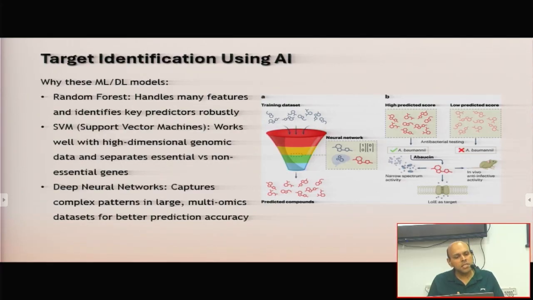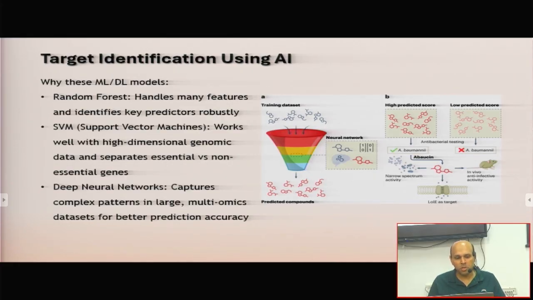Then support vector machines work well with high dimensional genomic data and separate essential versus non-essential genes. So support vector machines, they work again, it is related to mathematics. There is a plane, and in that particular plane, plane is nothing but a region, and in that particular region, it works well with that high dimensional genomic data, and it will separate essential and non-essential genes. So that is support vector machines.